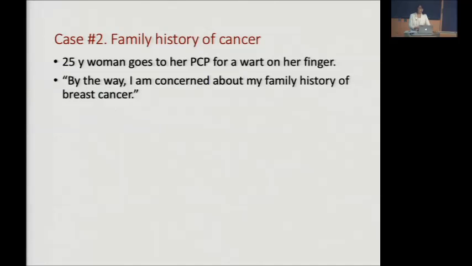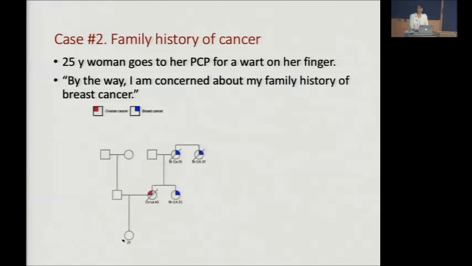So I'm going to move on to another case that illustrates some additional points. This is a 25-year-old woman who went to see her primary care provider literally for a wart on her finger. But as she was leaving, she said, by the way, I'm worried about my family history of breast cancer. And so the PCP sent her to our clinic. And when I took the family history, I was worried about her family history of breast cancer also. So this is her, and she's a healthy 25-year-old woman.